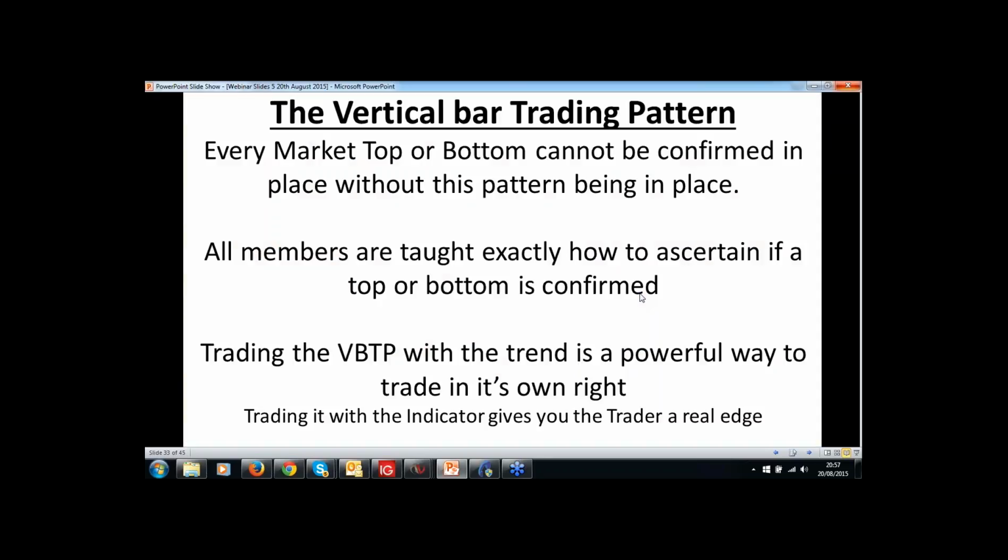Now, what I want to talk about now is the vertical bar trading pattern. You've heard me comment on it numerous times, and I just want to talk about it at the end, because it's this vertical bar trading pattern in conjunction with our price action basics and our indicator that really puts the whole jigsaw and all the pieces in place.